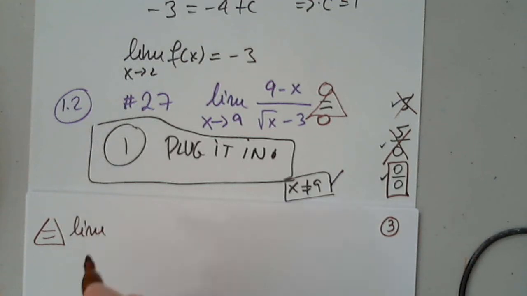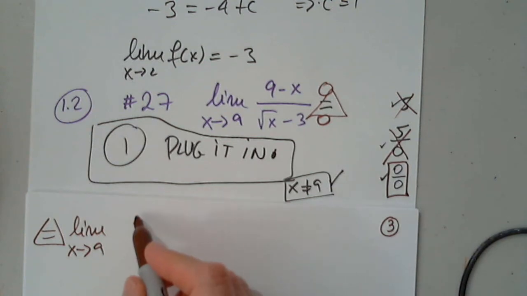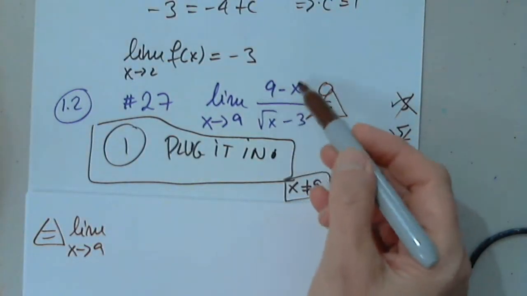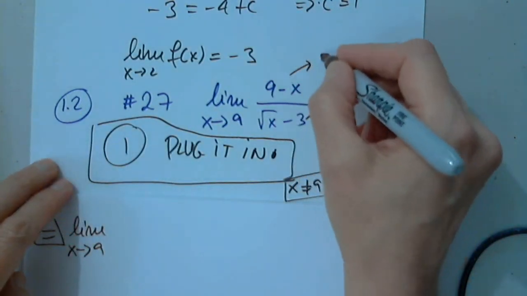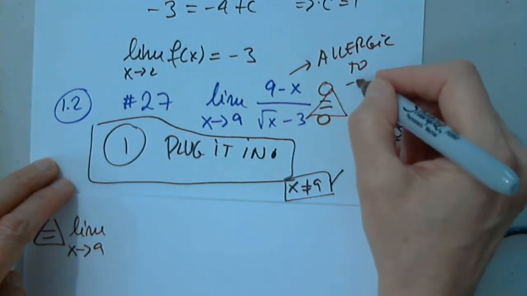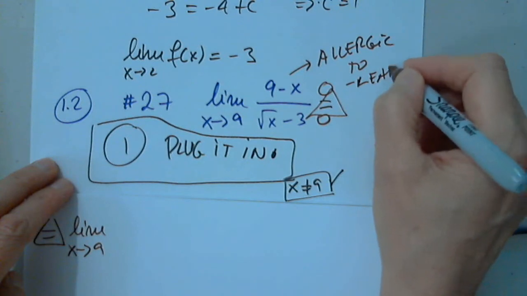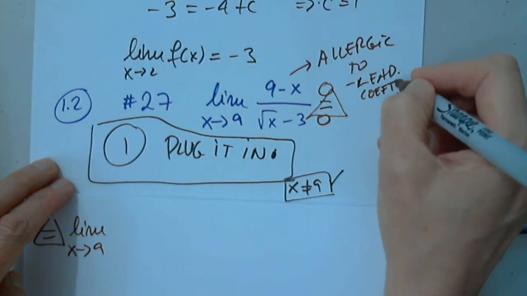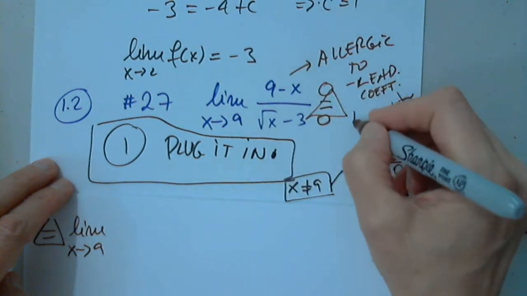Try to simplify. Yes, awesome. But how do I do it when it has a radical? Excellent. And of course, I will rearrange this. Please become allergic to negative leading coefficients and not in descending order.